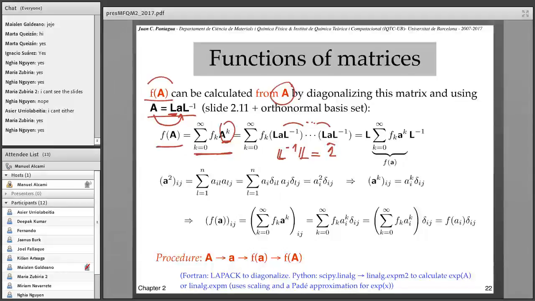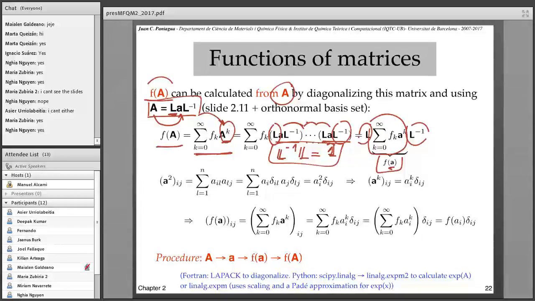Here what I have done is to substitute this here, k times. And then I have used that multiplying this by the following L gives the unity matrix, the same for any couple of L's. And then at the end, the only surviving L's are the first and the last one, which can be written outside the sum. And this sum is, of course, the Taylor expansion of the function of the diagonal matrix A. So if we know how to calculate this, it's very easy. But as we will see, to calculate a function of a diagonal matrix is a very simple question.